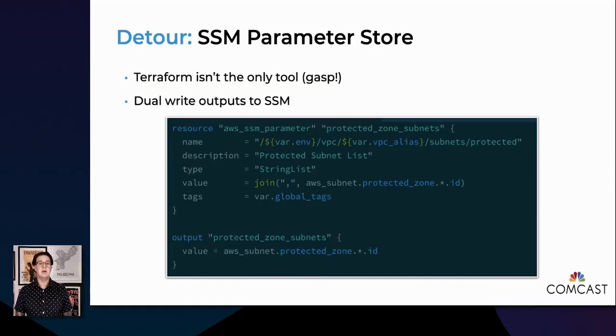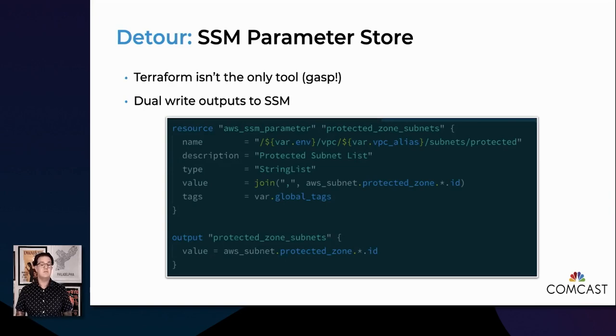Another slight detour, the SSM parameter store. Terraform isn't the only tool out there. Sometimes another tool is better for the job. In addition to adding outputs into the state that we're inheriting, we're also writing things to the SSM parameter store. In this example, we're writing out a list of subnets to the SSM parameter store. We're also outputting them into the remote state.